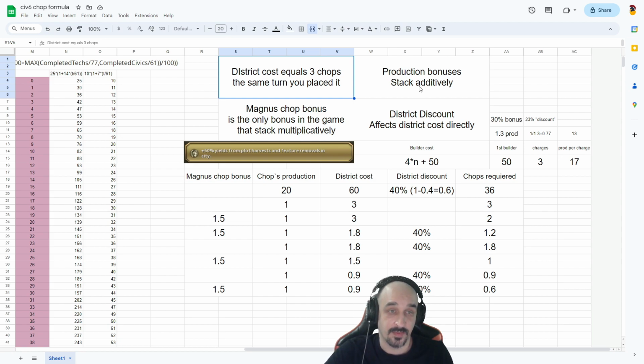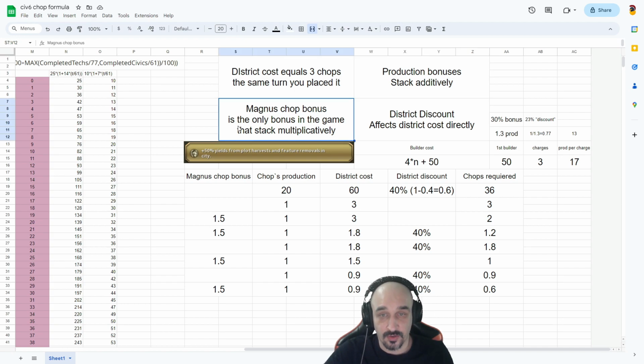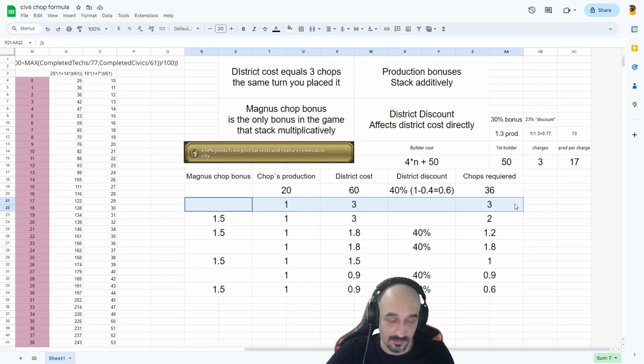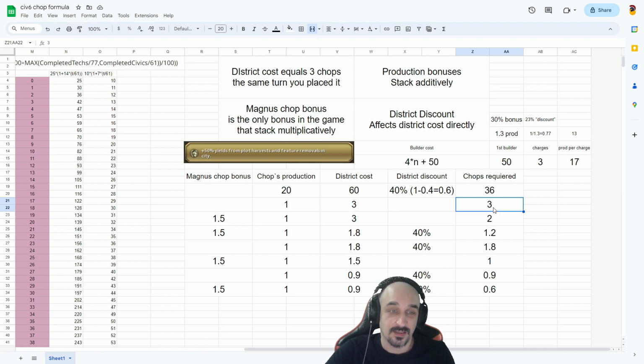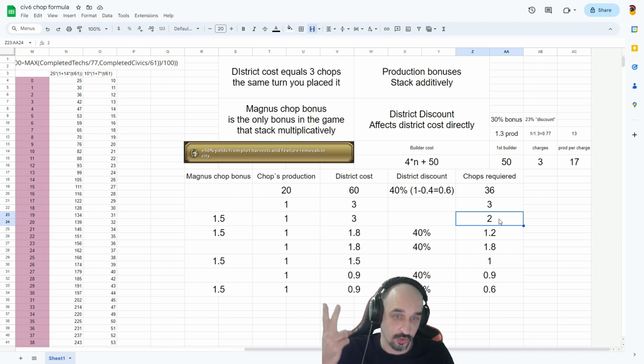That's okay. Production bonuses stack additively. We discussed it. Magnus's chop bonus is the only bonus in the game that stacks multiplicatively because it affects the production you get from chops. So let's check a different situation, a normal situation. You place a city, you place a district, you can chop 3 chops. Yeah, that's quite disappointing. 3 chops, that's a lot of production. You don't really want to have this. You can use Magnus, like 1.5 times 1, 3 divided by 1.5, it's 2. Okay, so it's 2 chops with Magnus.